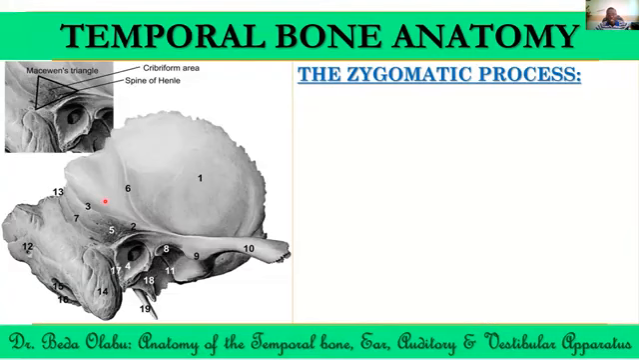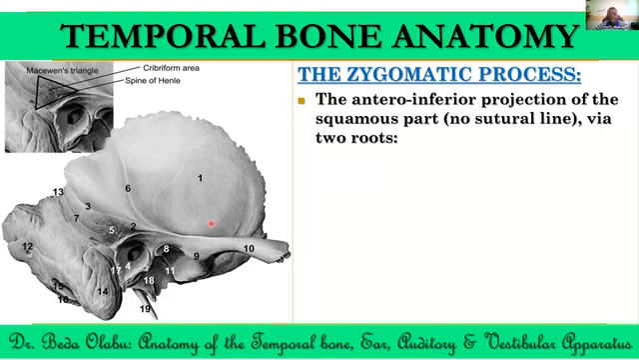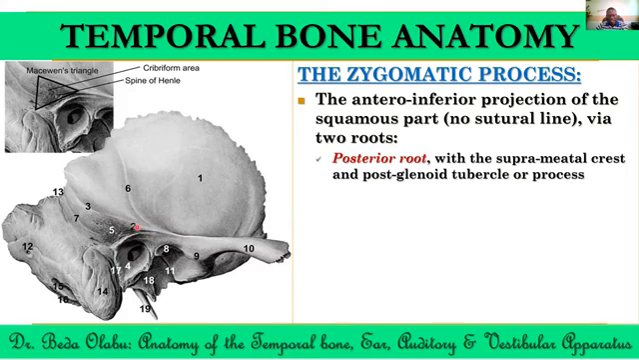Now we can talk about the zygomatic process, which I've told you is morphologically part of the squamous part. The zygomatic process is an anterior-inferior projection from the squamous part, and there's no sutural line. The projection from the squamous part arises by two routes. There's a posterior route, which is this one here. This posterior route of the zygomatic process has some projections. If you follow that one, we see the suprameatal crest, labeled 2 there.